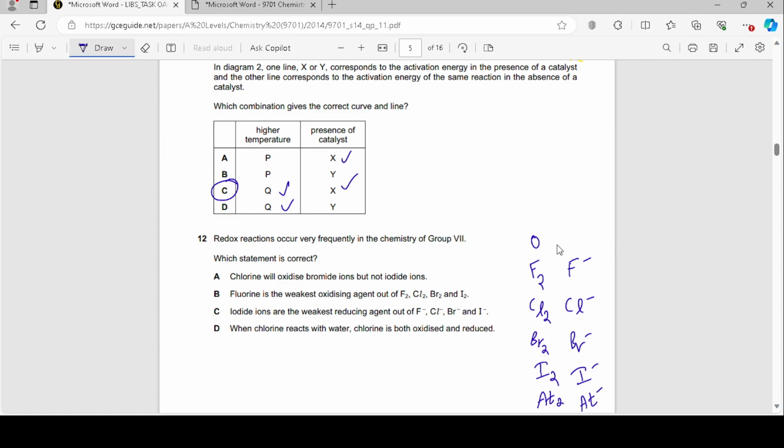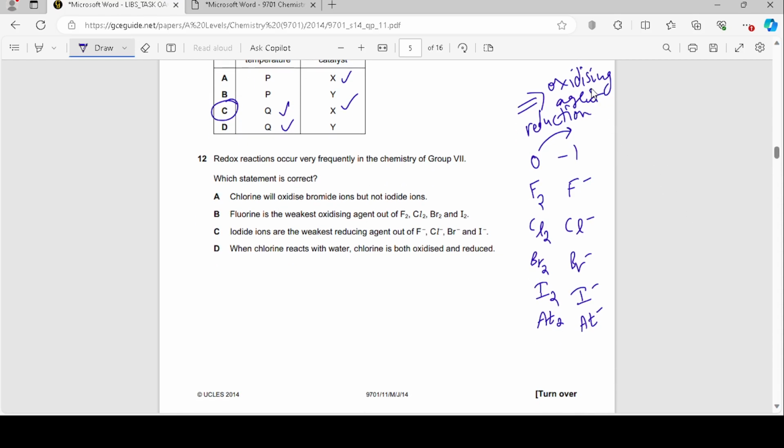So if I'm going from 0 to -1, that is reduction, because you're gaining an electron. And if that is reduction, that implies that they are oxidizing agents. I'm just trying to give you logic or reasoning because I always forget that the left hand side ones are the oxidizing agents, whereas the right hand side ones are reducing agents, because the left hand side ones are being reduced to form the right hand side ones. So then they must be oxidizing agents.